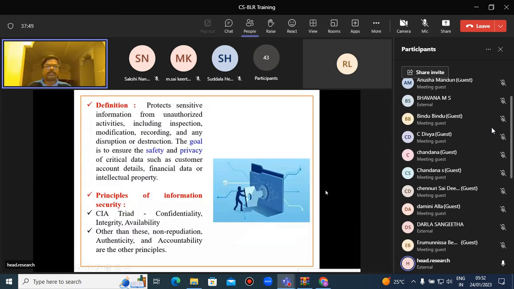Then what are the principles of information security? There are three types of principles. The principles of information security are the CIA triad: confidentiality, integrity, availability. Other than these, non-repudiation, authenticity, and accountability are the other principles.